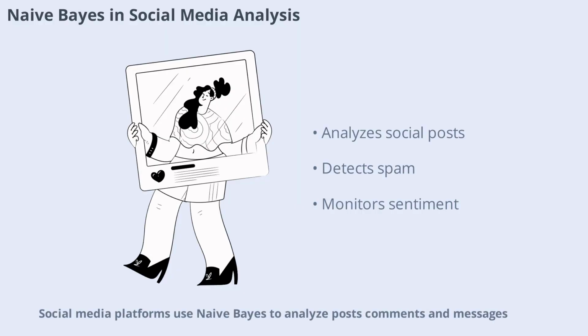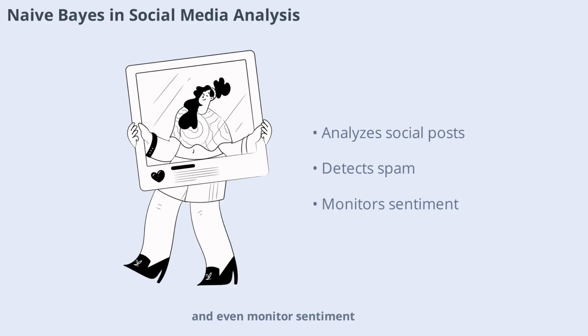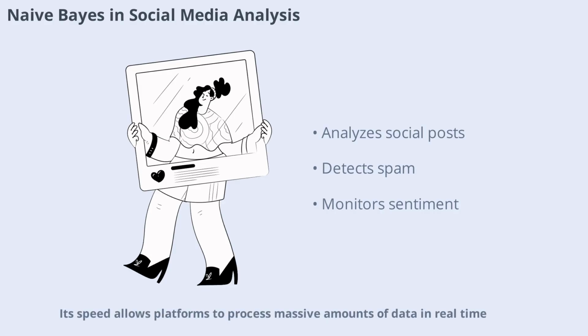Social media platforms use Naive Bayes to analyze posts, comments, and messages. The algorithm can detect spam, identify trending topics, and even monitor sentiment. Its speed allows platforms to process massive amounts of data in real time.